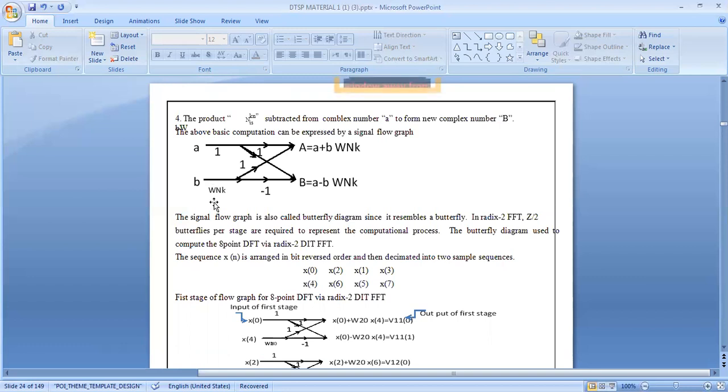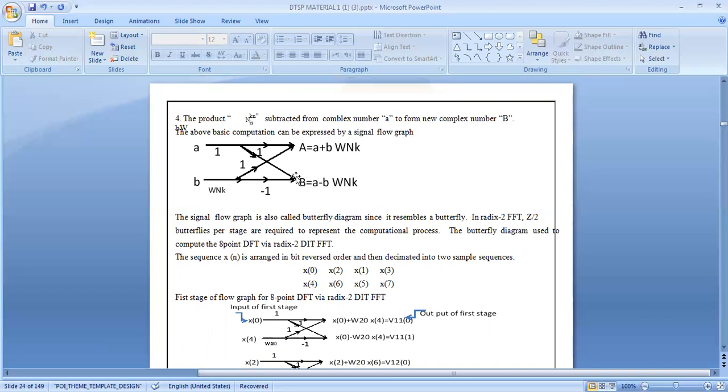Third one, we have the product A K. So this product W_N to the power of K is to be added with B, W_N to the power of K, which has to be added with the value from the complex number A in order to form a new complex number. Okay, so capital A is equivalent to A plus B into W to the power of K.